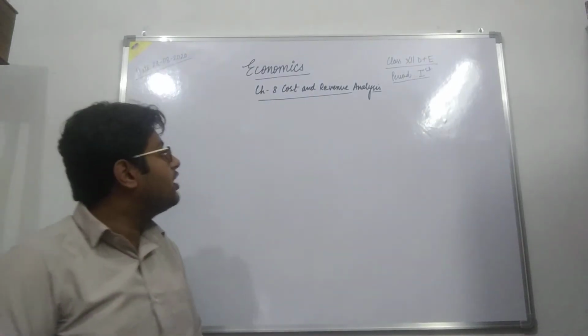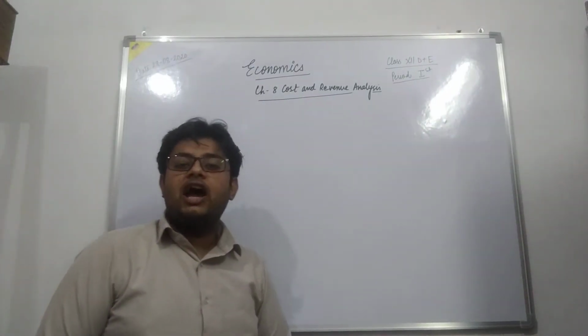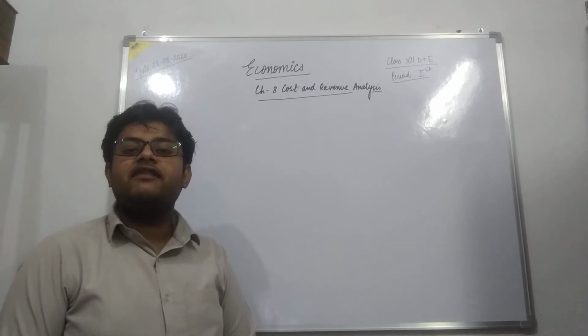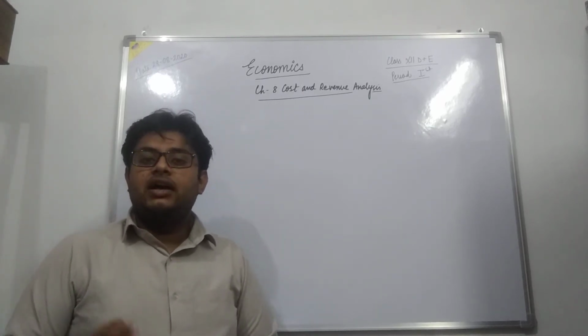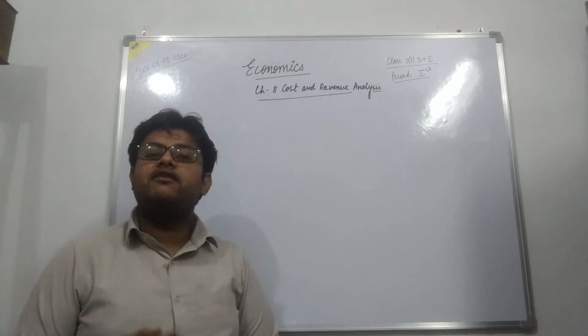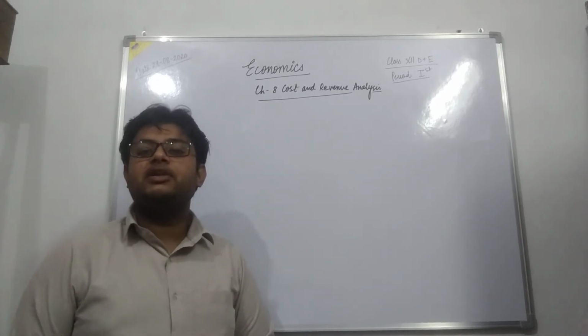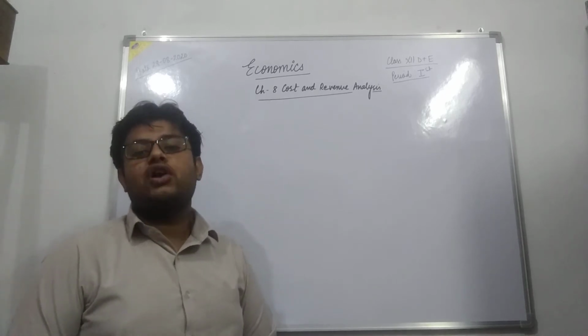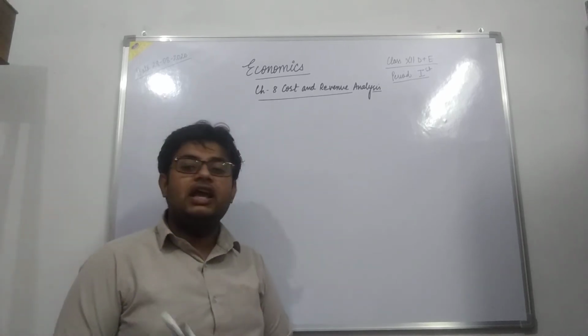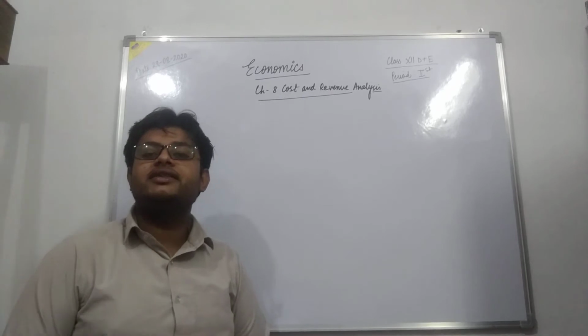So students, today we have to start with the average cost. Yesterday I explained to you the schedule of the average cost, how average cost, that is average fixed cost, average variable cost and average total cost, behaved in the short run. With the help of the schedule we have already discussed.